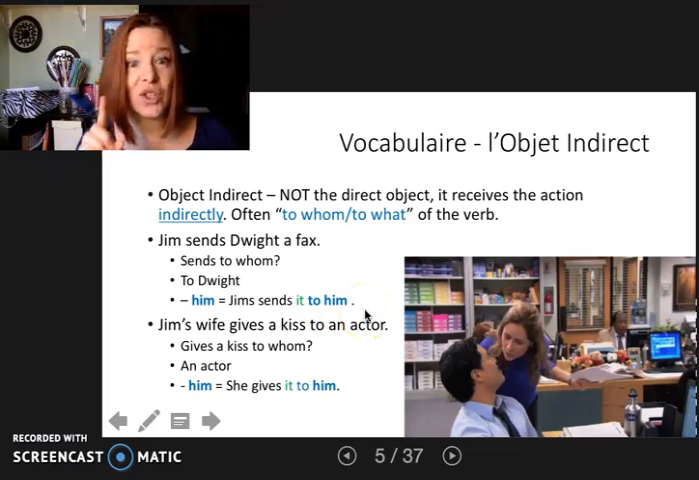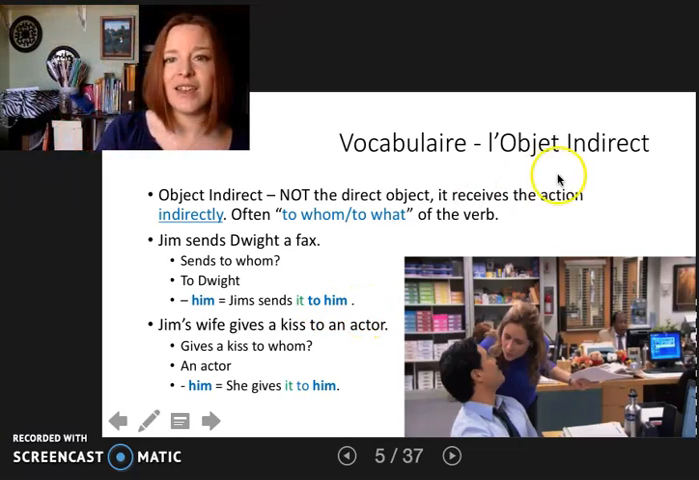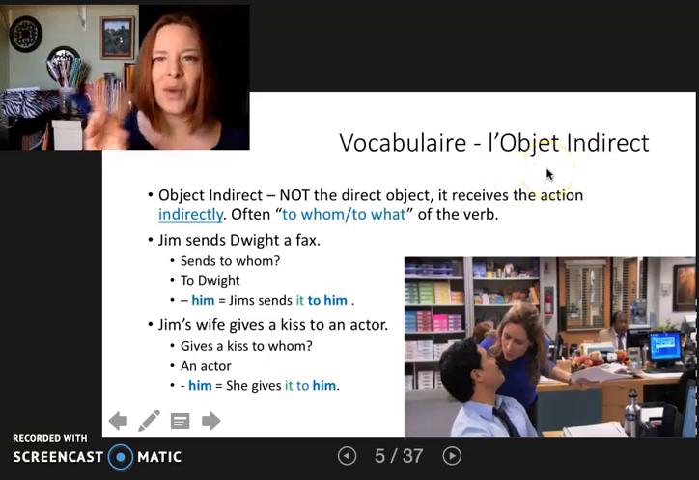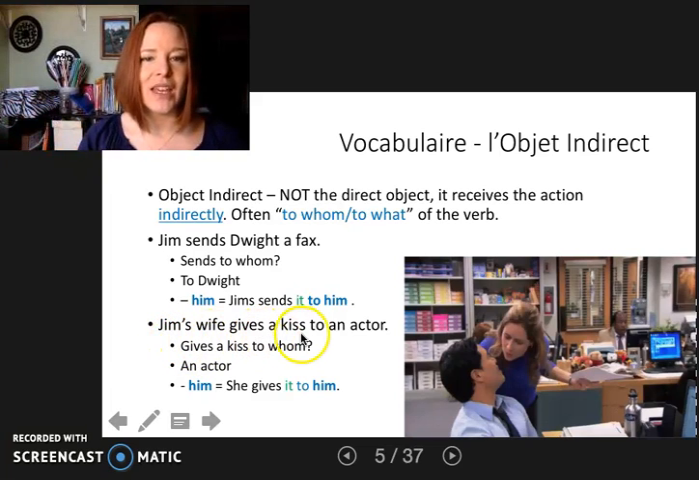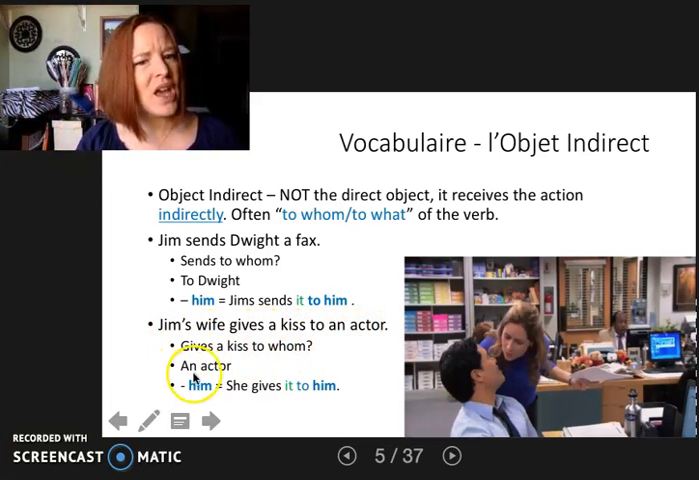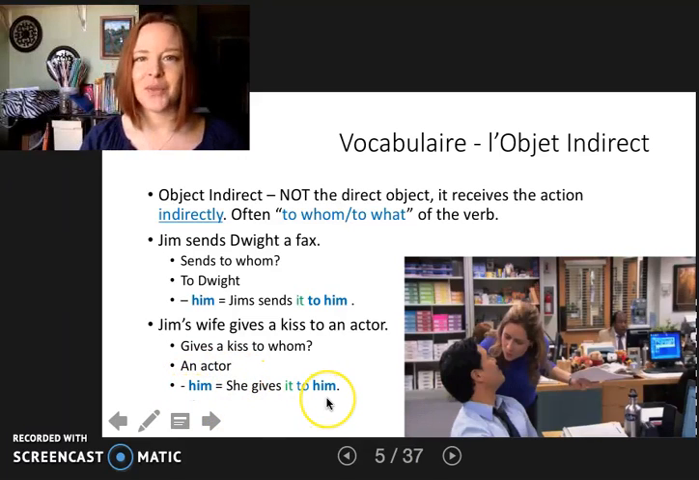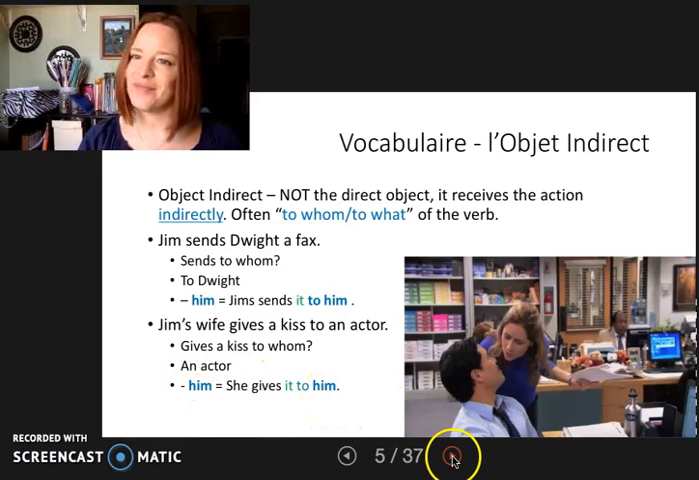And we can do this in French too with stressed pronouns as well as the indirect object pronouns. So we can put it at the end of our sentence if we want to still make it a little shorter. Jim's wife gives a kiss to an actor. To whom? An actor. And that can be replaced with to him as well.